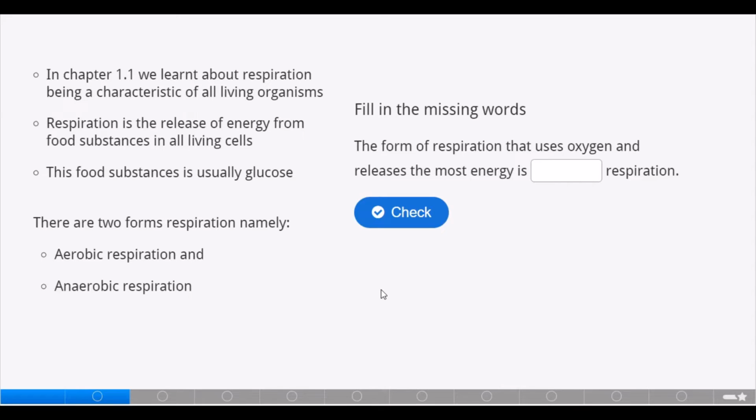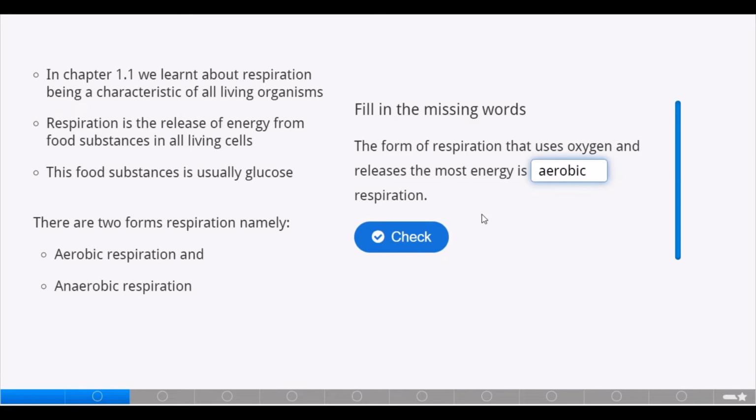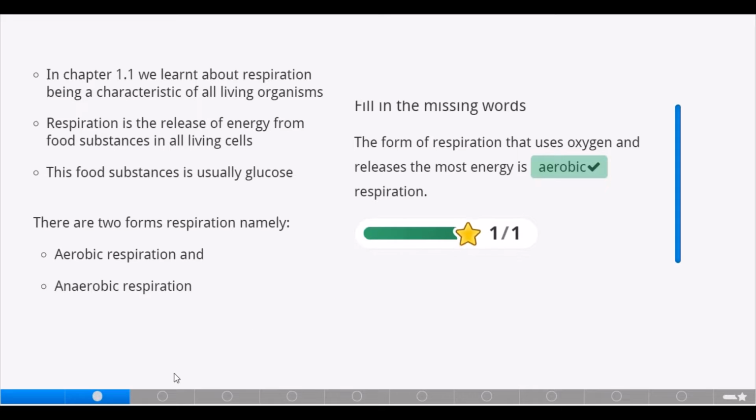The question here is trying to test if we have any knowledge about aerobic and anaerobic respiration, and it says the form of respiration that uses oxygen and releases the most energy is aerobic respiration. Correct.